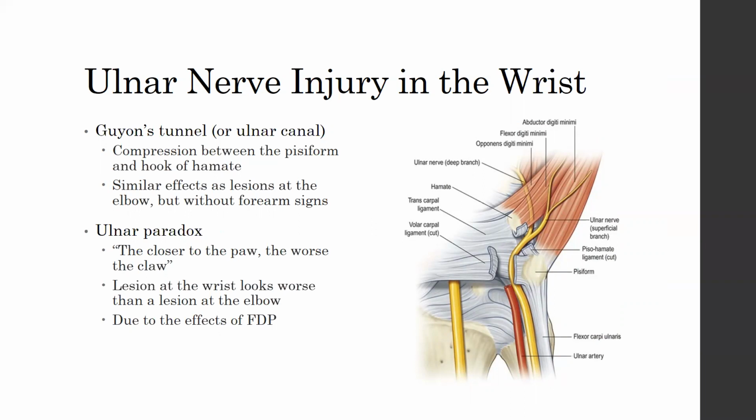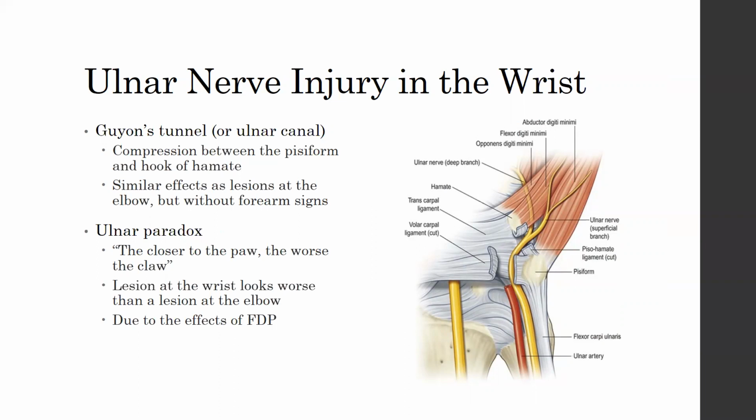So basically the saying is, the closer to the paw, the worse the claw. You would normally expect a more proximal injury to be worse and more debilitating, and it might look worse, except the ulnar claw looks much worse when you have an injury at the wrist instead. I'll try to explain it the best I can. If you start with ulnar claw with an injury at the wrist, your lumbricals aren't working, so you have extended MCPJs.